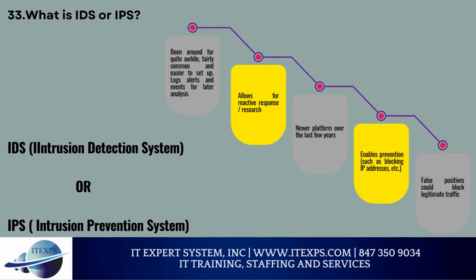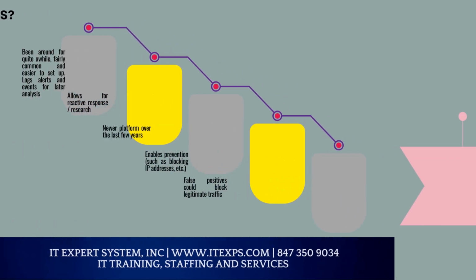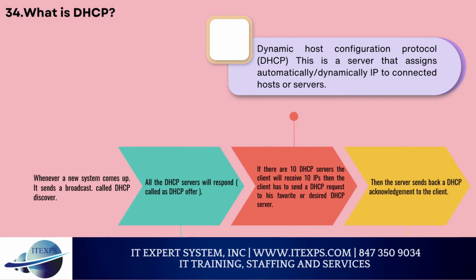33. What is IDS or IPS? IDS, intrusion detection system. Been around for quite a while, fairly common and easier to set up. Logs alerts and events for later analysis. Allows for reactive response or research. IPS, intrusion prevention system. Newer platform over the last few years. Enables prevention such as blocking IP addresses, etc. False positives could block legitimate traffic. 34. What is DHCP?